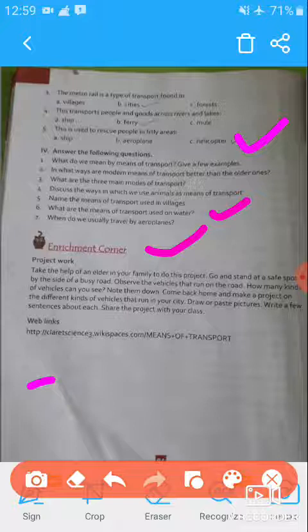Now do practice the remaining exercises of this chapter and learn them. Now it's your turn to study it and grasp it.